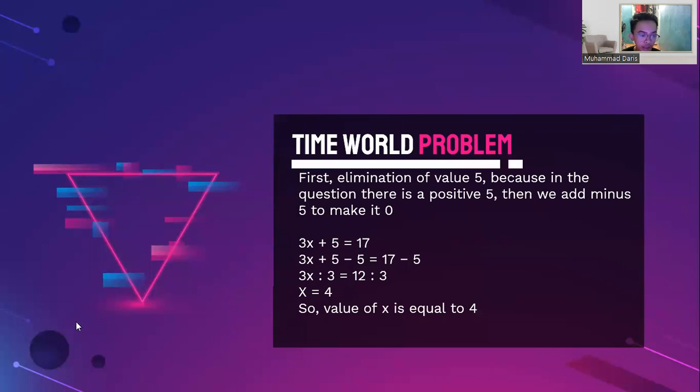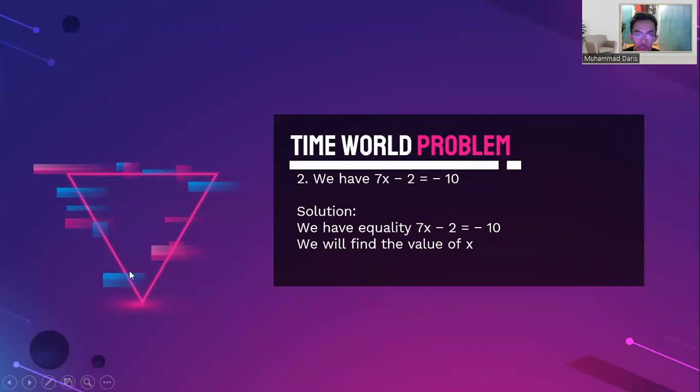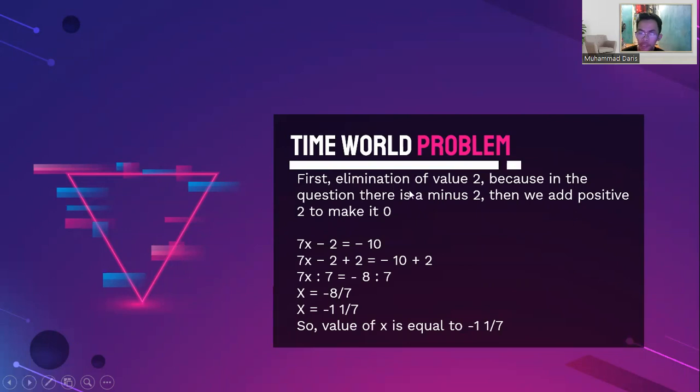Next. Okay, we have 7x minus 2 is equal to negative 10. So since we have equality, 7x minus 2 is equal to negative 10, we will find the value of x. First, elimination of the value 2, because in the equation there's a minus 2, then we add the positive 2 to make it 0.